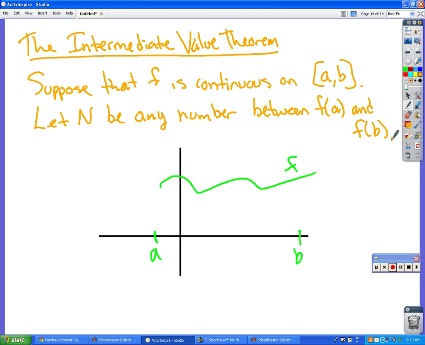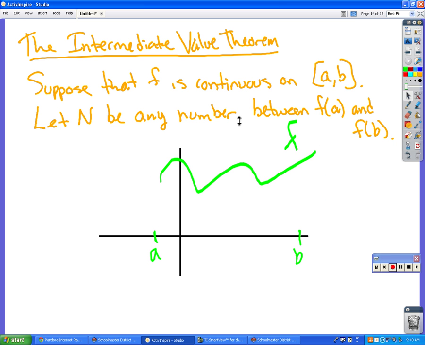Then it says let n be any number between f of a and f of b. So when we say f of a and f of b, what are we talking about? The a and the b were the x values. f of a and f of b are the y values, because that's the answer you get when you plug in the x.